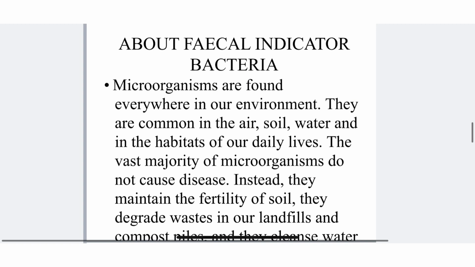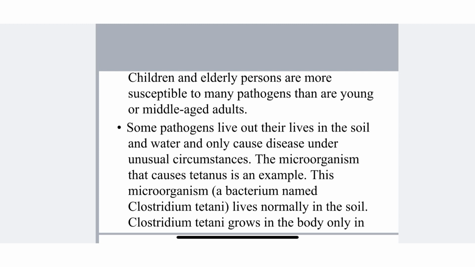Now we are talking about the fecal indicator bacteria. Microbes are some of the important role players in fecal bacteria as well. They are found in the environment, in air, soil, and water, and these microbes help in causing different types of diseases, maintain the fertility of soil, and degrade waste in landfills, compost piles, and many other forms. Children and elderly persons are more susceptible to these pathogens than young and middle-aged adults. Pathogens live their lives in soil and water, and only cause disease in unusual circumstances.